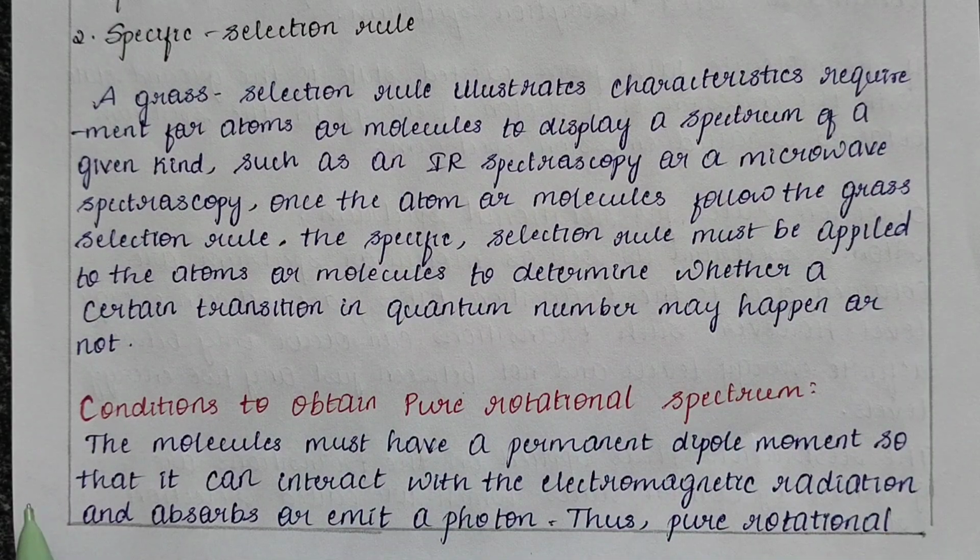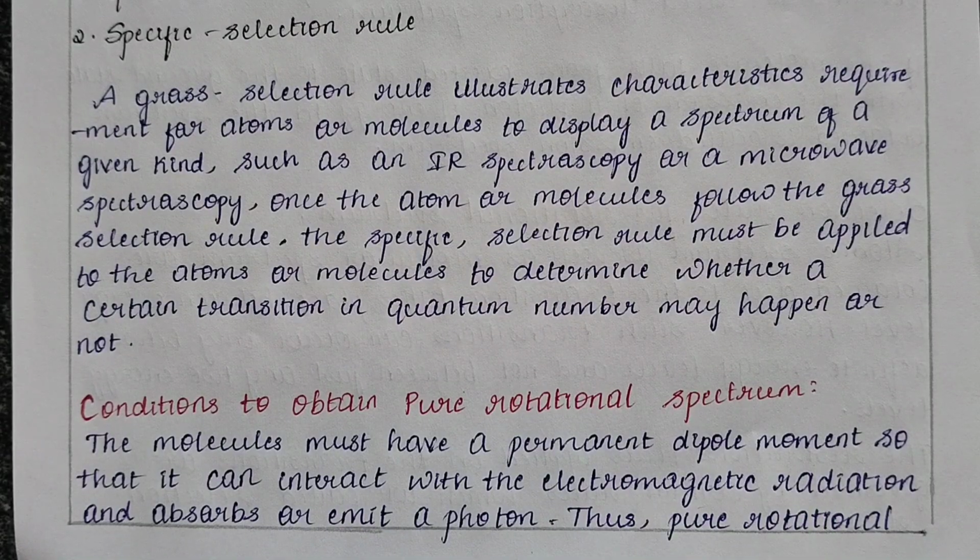And apart from that, the molecule must have a permanent dipole moment so that it can interact with the electromagnetic radiation and absorb or emit a photon. So apart from following the selection rule, that is delta J is equal to plus or minus 1, the molecule under study for its pure rotational spectrum should have a permanent dipole moment. Now what is this dipole moment?